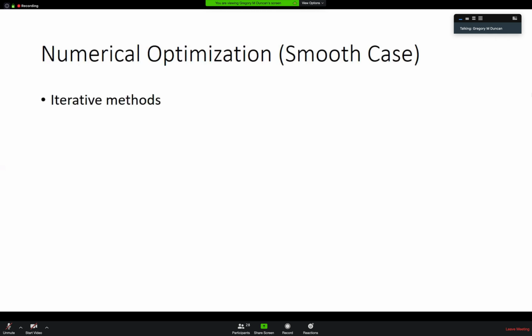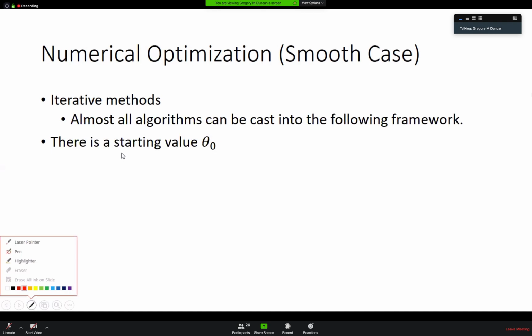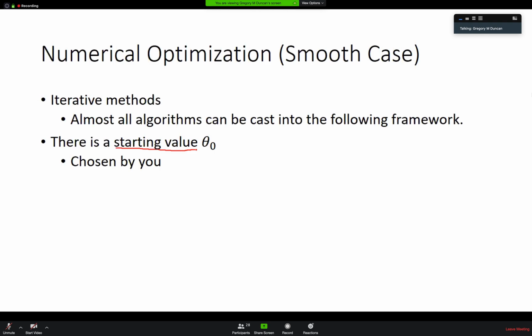So we're going to talk about numerical optimization in the smooth case. Almost all algorithms can be cast into the following framework. There is a starting value. This is the first thing that you're going to have to tell any algorithm: what the starting value is.